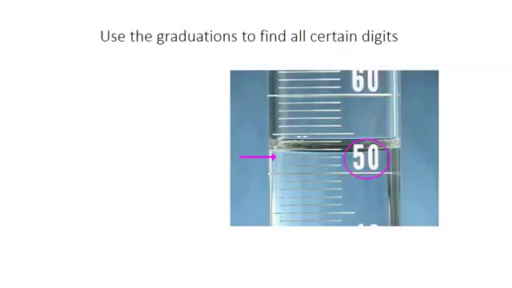So let's do some practice. We're going to use the graduations to fill in all the certain digits. If you're in the chat, if you want to write what you think, that's great. When we read a graduated cylinder, we always want to read the meniscus, which is the bottom of our line, so kind of right here. So what do you guys think? Try to make a guess, and if you want, you can private message me in the chat.